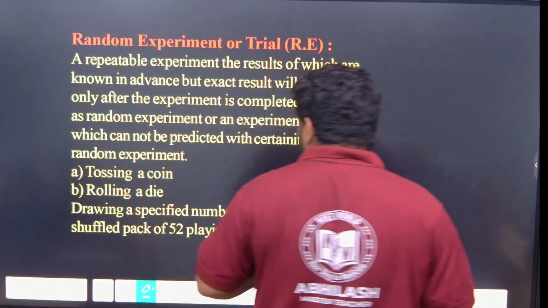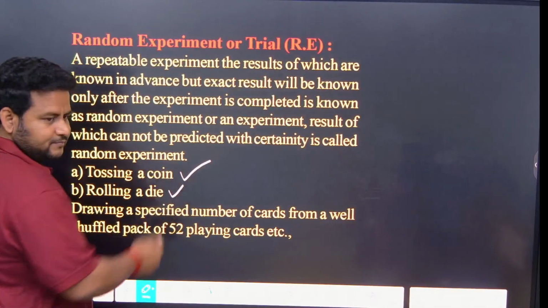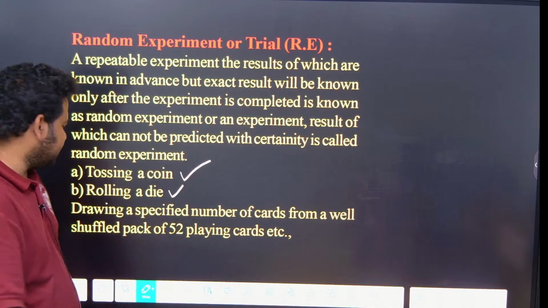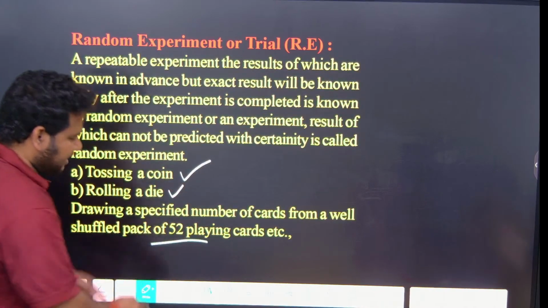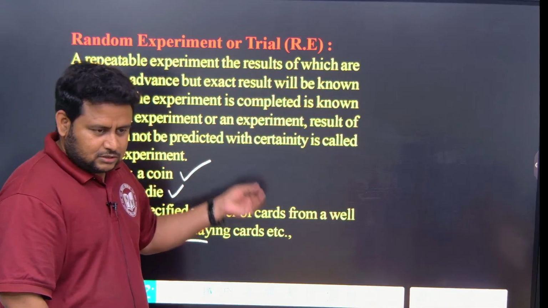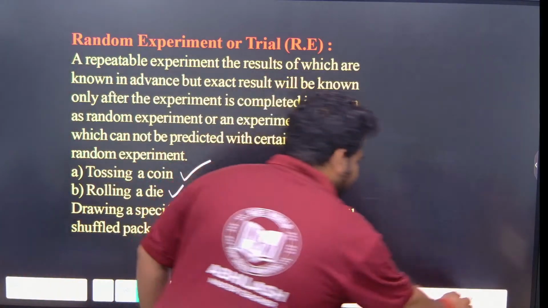For example, random experiments: tossing a coin, you may get head or tail. Rolling a die, you might get 1 to 6, any number. Drawing from a pack of 52 cards, you can get any card. From a bag of balls of different colors, you can get any color. That is also a random experiment. This is the meaning of random experiment.